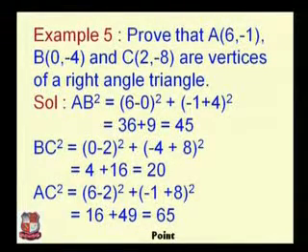So 6 minus 0 we get 6. 6 square is equivalent to 36. And -1 minus 4 we get -5, so (-5) square we get 25. So 36 plus 9 is equivalent to 45.